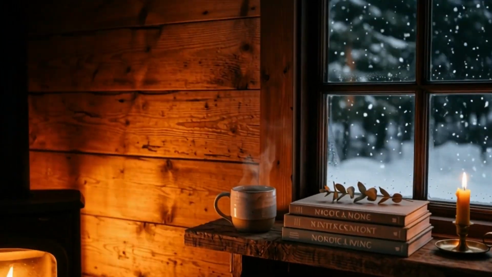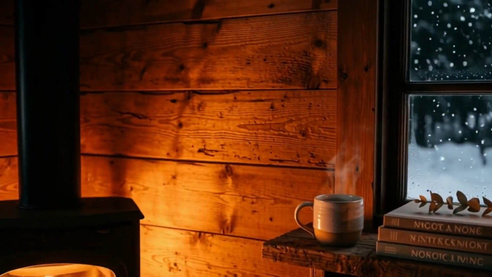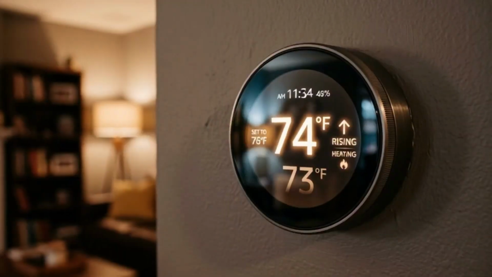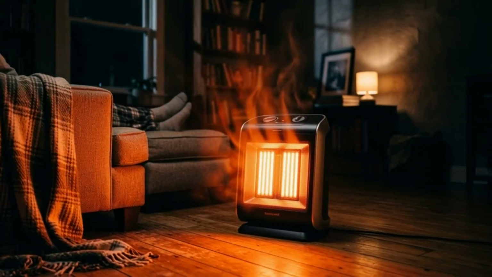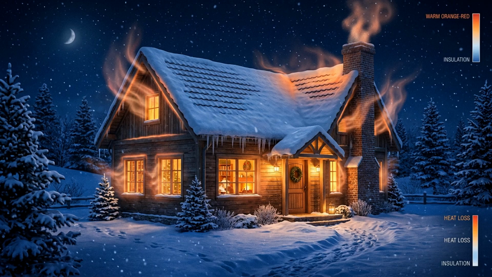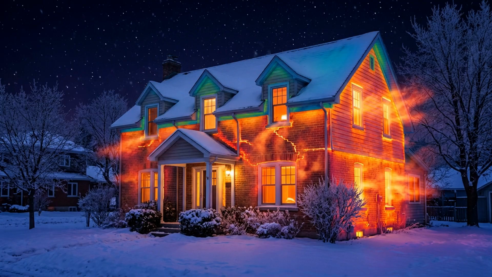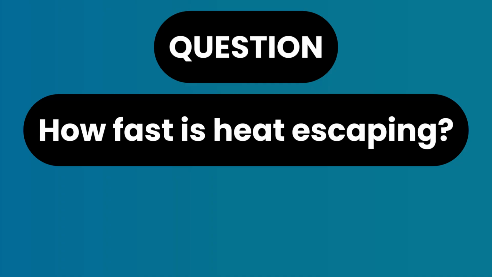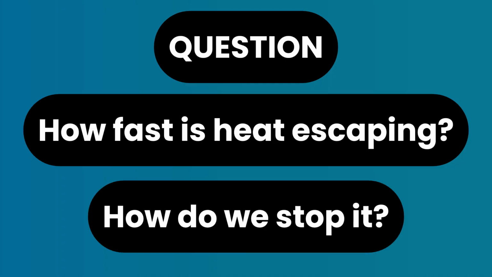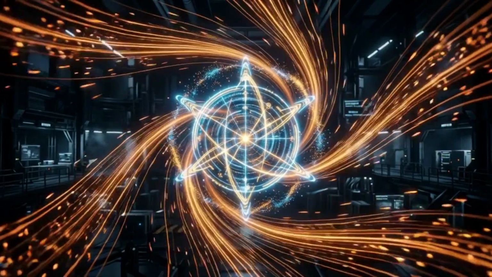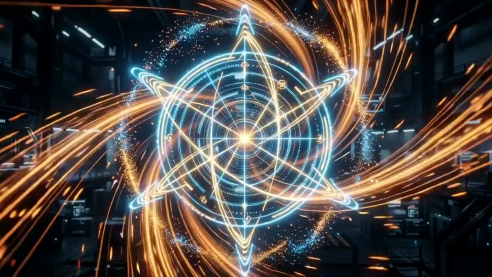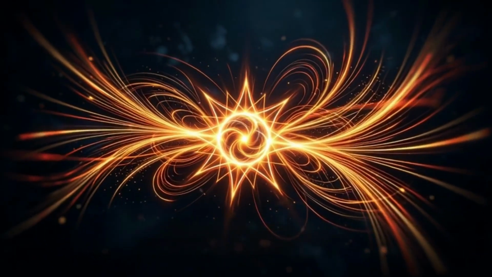Why do some walls keep your home warm all winter while others seem to leak heat like a bucket with holes? You crank up the thermostat, the heater works overtime, but the warmth still escapes through the walls, through the windows, through the pipes. Here's a question that every engineer has to answer. How fast is heat escaping and how do we stop it? The answer lies in a concept so powerful, so elegant, that it completely transforms how engineers think about heat.